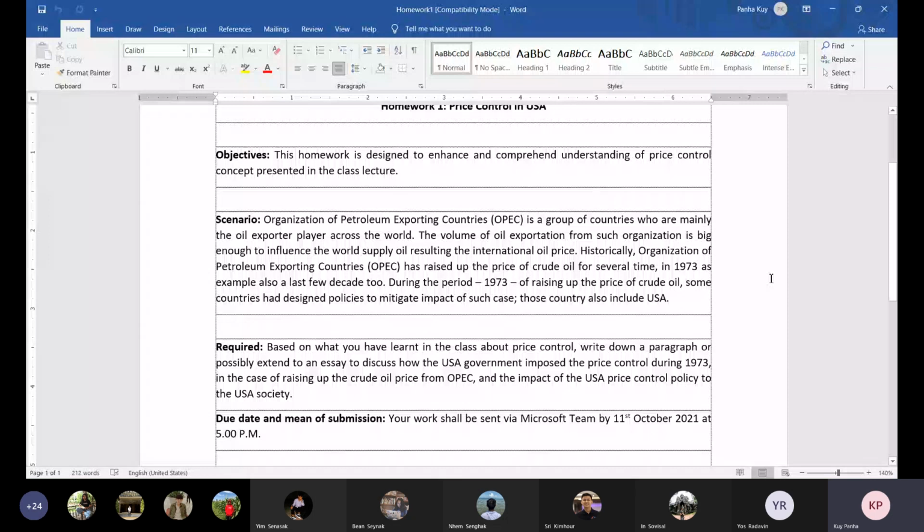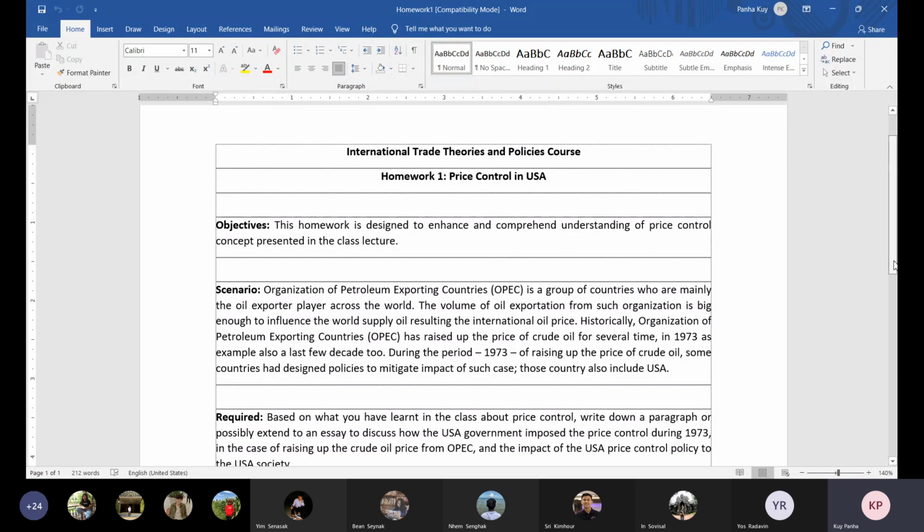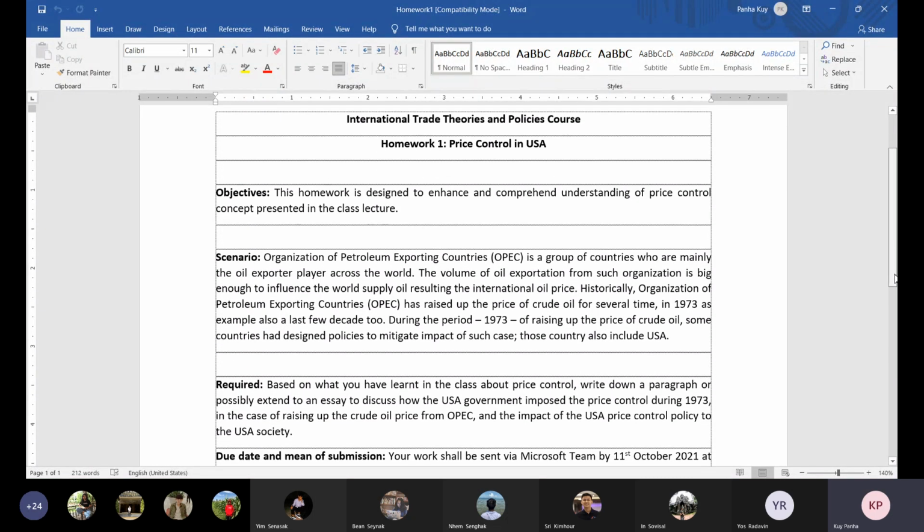I'll give you 1 week for this. I believe you can just enjoy your holiday. You may spend just 2 to 3 hours and then I believe you can complete this task already. Just to remind you a little bit about the price control.